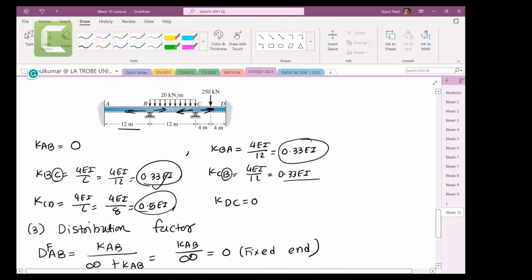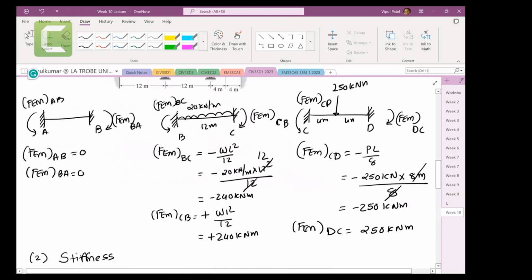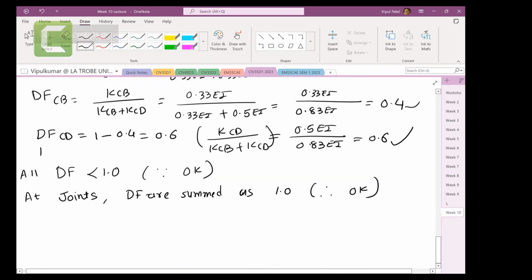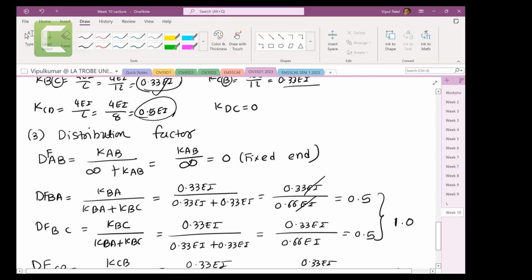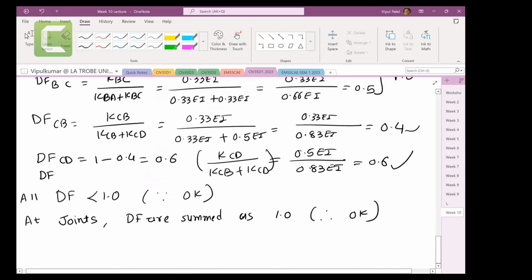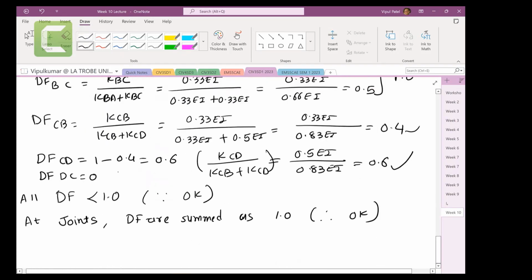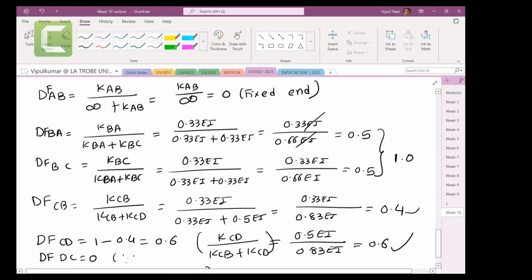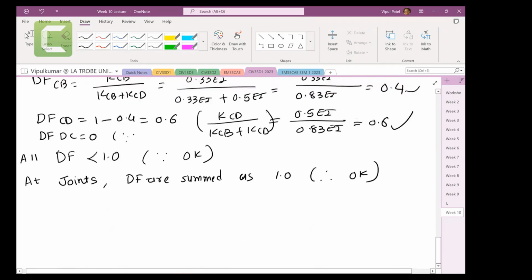Any questions so far in calculating the stiffness, in calculating the distribution? One more distribution factor, of DC, and that would be 0 because of the fixed end.